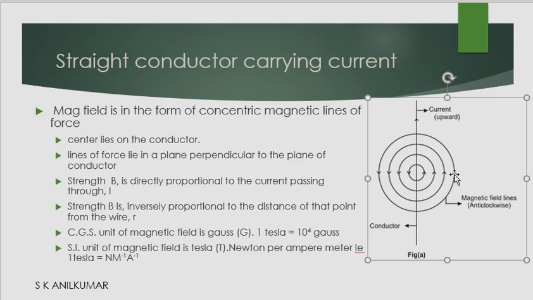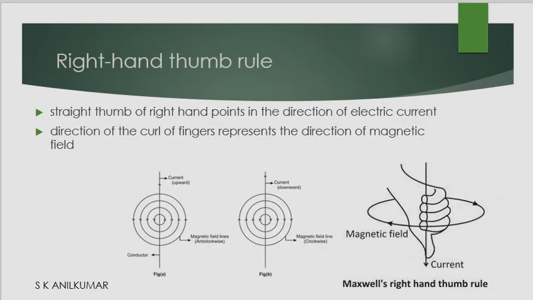CGS unit is Gauss and SI unit is Tesla. Tesla is the measure of the magnetic force. What is a Tesla? Tesla is Newton per ampere meter, written as N A^-1 m^-1. 10 power 4 Gauss is 1 Tesla. Gauss is the CGS unit of measuring the magnetic field.